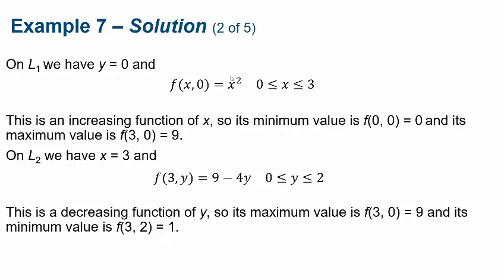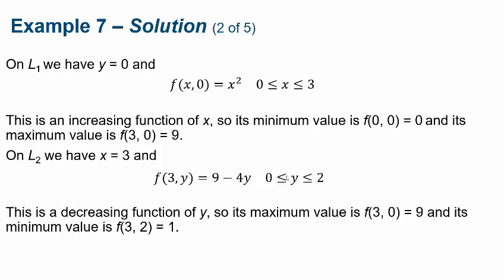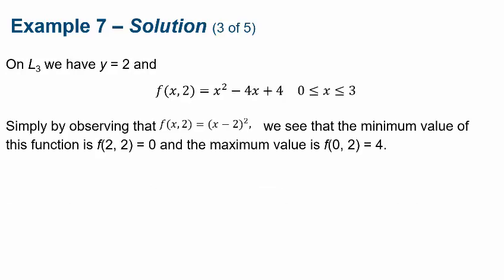On L2, going back, x is constant, equal to 3. So we plug that into our function, and we get 9 minus 2y, but remember, y only goes from 0 to 2. Here it only went from 0 to 3. So this is a decreasing function of y, so its maximum value is f of (3, 0), which is 9, and its minimum value is f of (3, 2), which is equal to 1.